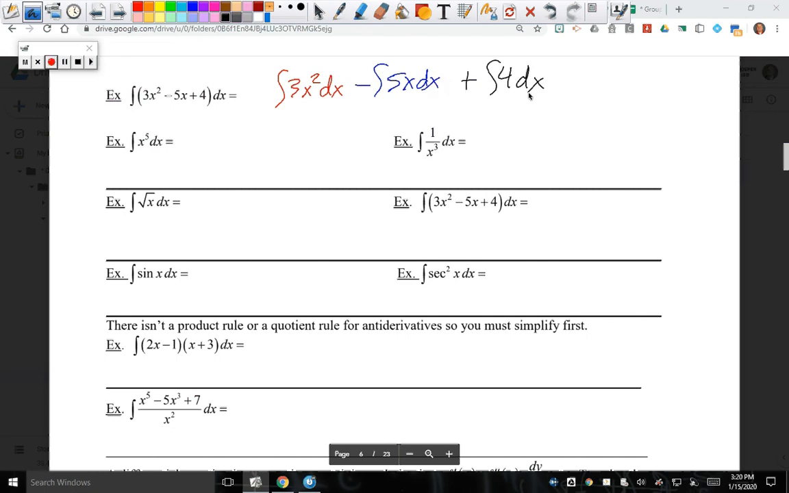Is this allowed? Yes. Did I distribute? No. Just apply the integral to all three. Here we go. What do you think I would do next? Reverse product rule? Not reverse product rule. Power rule. Reverse power rule for the first.